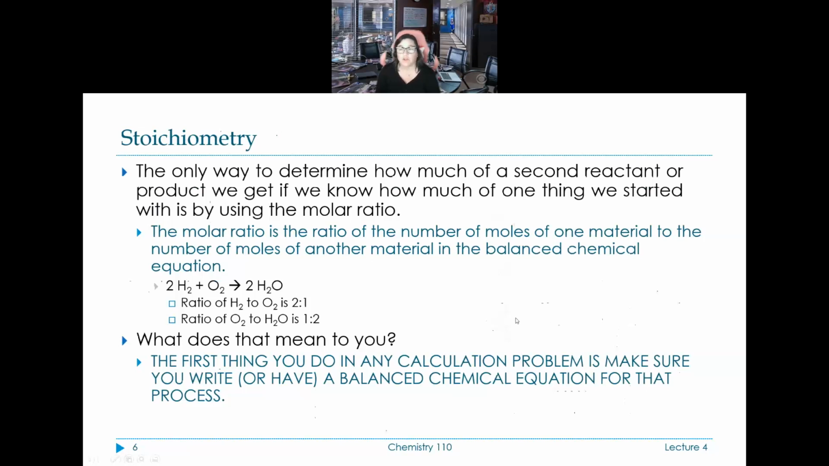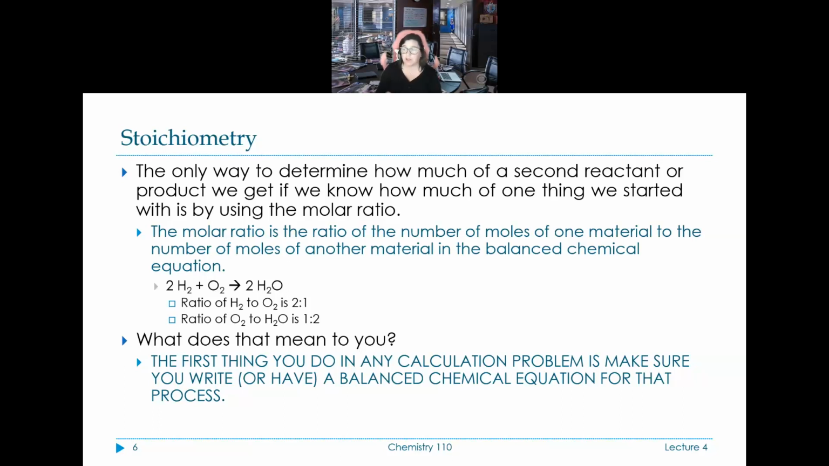And get into stoichiometry. Stoichiometry is a big word, and it's most of what we do in the first half of chemistry. Stoichiometry is the only way to determine how much of a second reactant or product we get if we know how much of one thing we started with, by using the molar ratio. So what the heck does that mean? Well, let's talk about the molar ratio first.